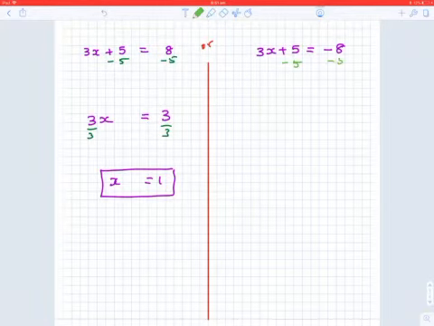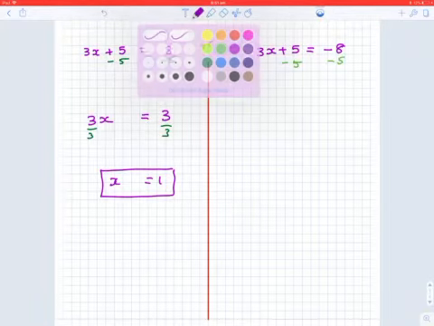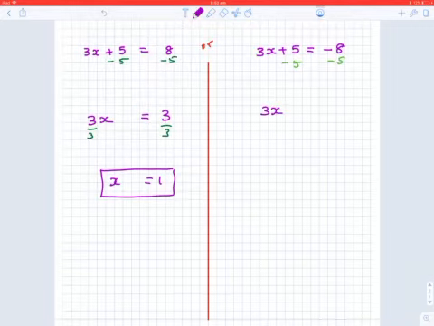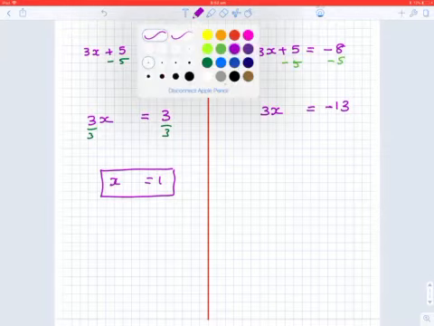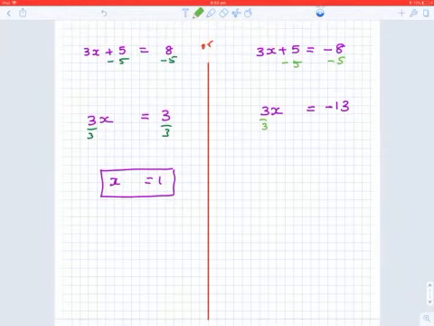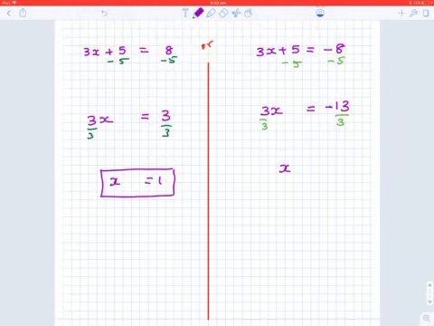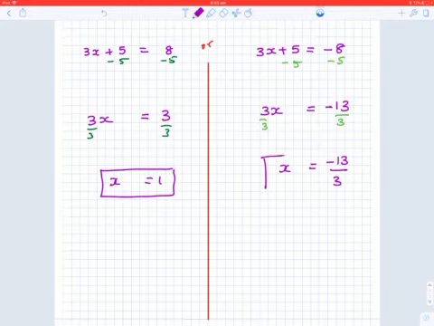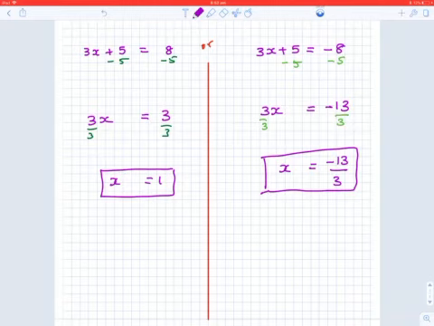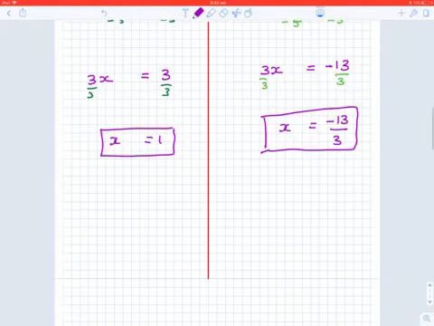Now let us go to the other equation, 3x plus 5 equal to negative 8. Solving the same way, you do minus 5 on both sides. The equation becomes 3x equal to, this time, minus 13, then divided by 3 on both sides gives you x equal to minus 13 over 3. So this is your second solution.